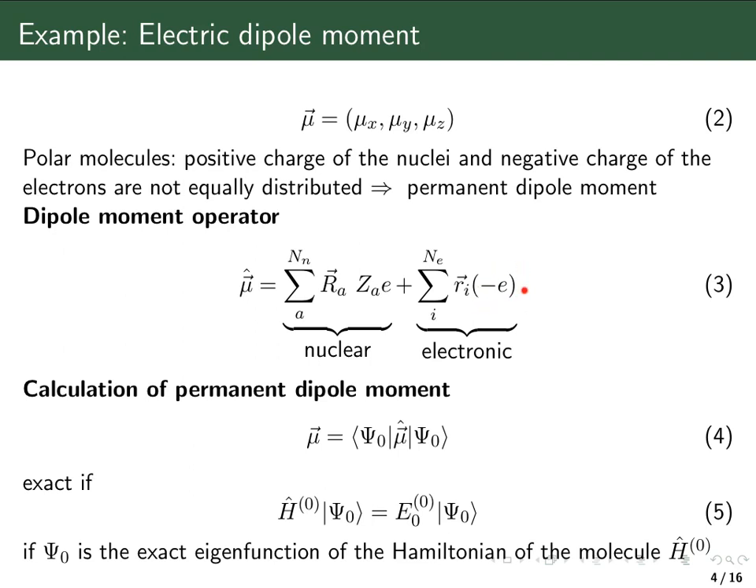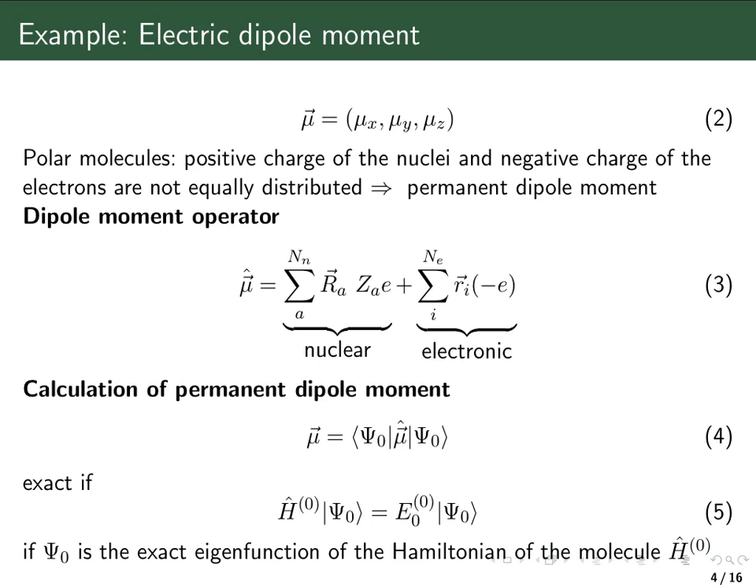So the electrons, of course, have minus the elementary charge, and the nuclei have the atomic number times the elementary charge. This is just a translation of the classical expression for a dipole moment to quantum mechanics. Classically, it actually would look the same. The only difference in quantum mechanics is that these position vectors are now operators.